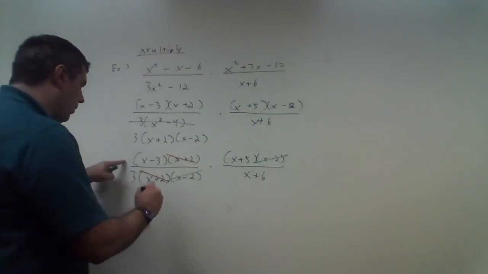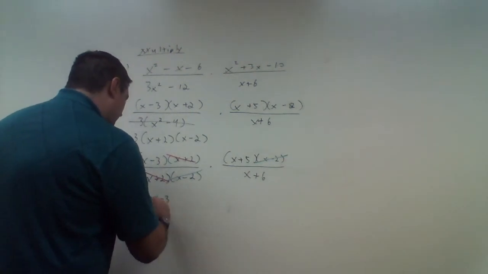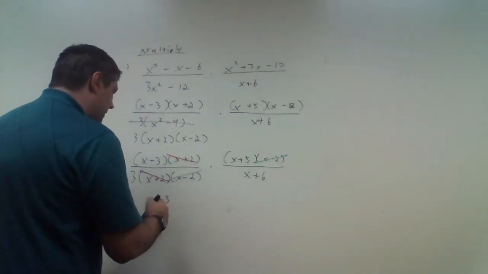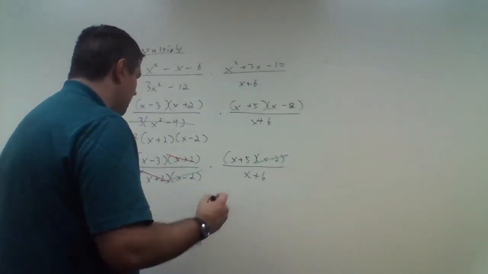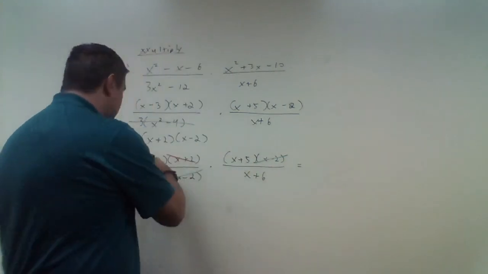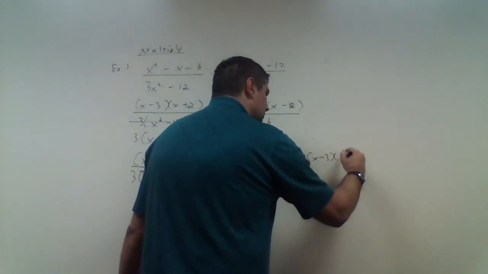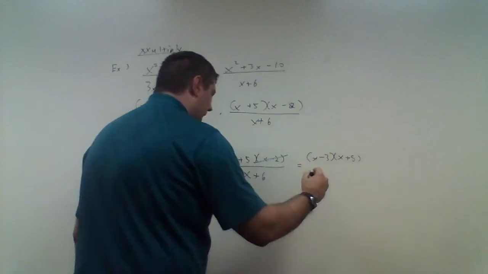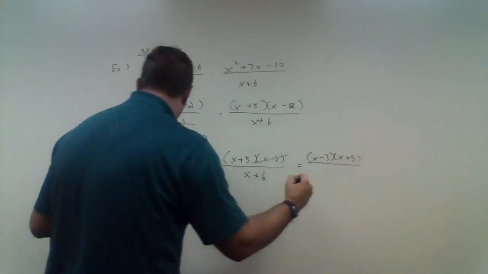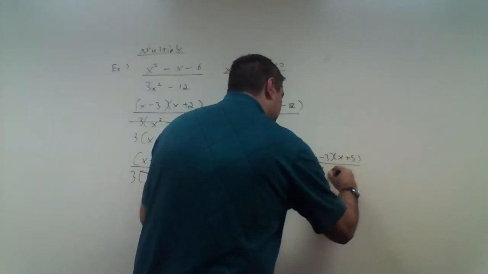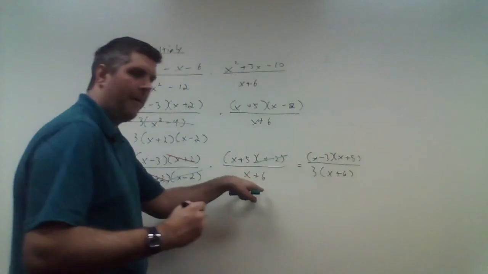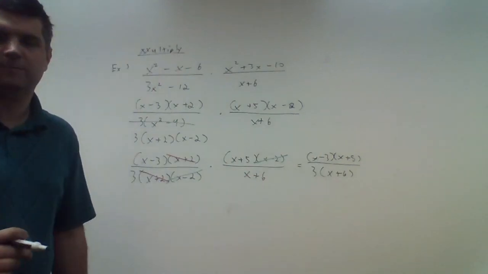So we will have x minus 3 when we're done. And then we multiply across. So this will give me x minus 3 times x plus 5, and down here we'll have 3 times the x plus 6. Be sure you put the x plus 6 binomial in parentheses.